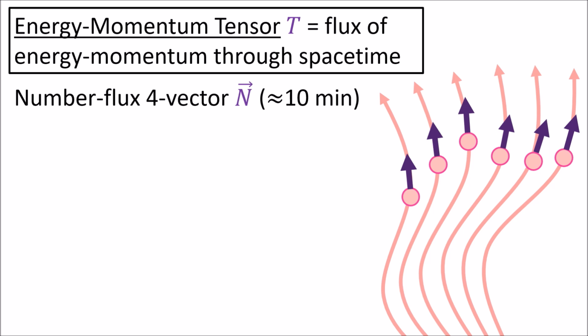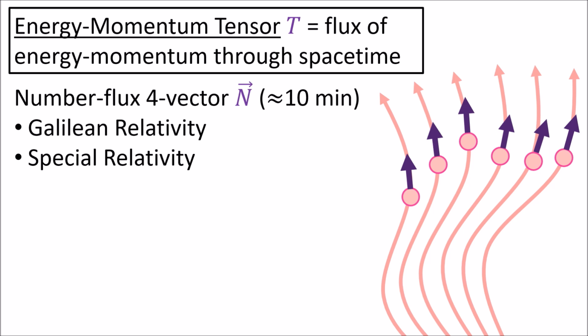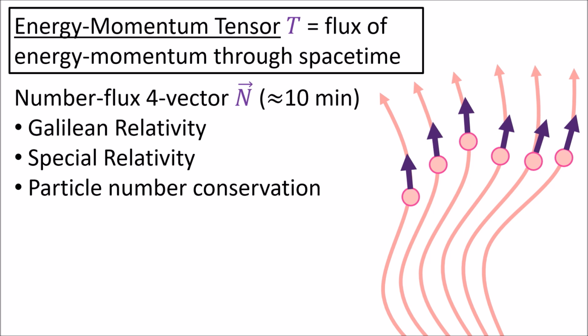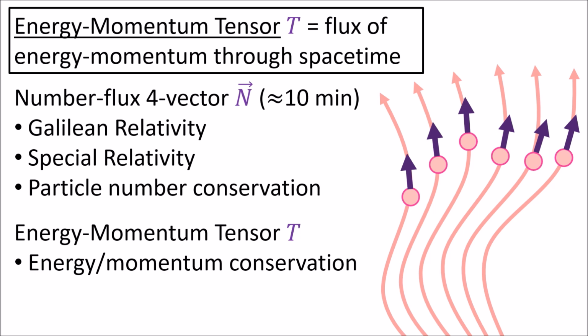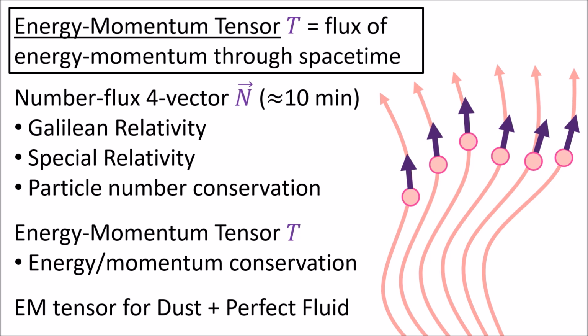I'm going to spend about 10 minutes covering a simpler related concept called the number-flux 4-vector n, starting in Galilean relativity and then again in special relativity. I'll also talk about how the number-flux 4-vector can be used to describe a conservation law for the number of particles in spacetime. Next, we'll cover the full energy-momentum tensor, and in a similar way, we'll see how we can use it to describe conservation laws of energy and momentum in spacetime. Finally, we'll talk about the energy-momentum tensors for dust-like and perfect fluid distributions of matter.